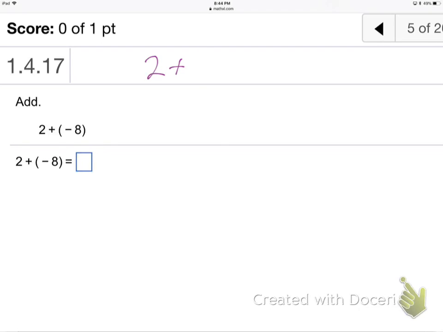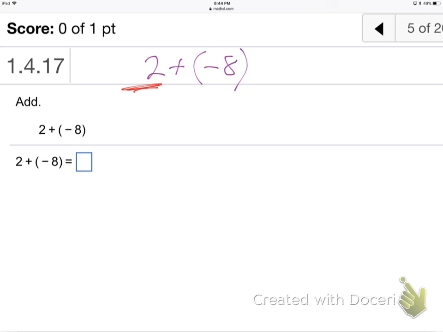So 2 plus negative 8. That's not multiply. Why is it not multiply? It's not right up against the wall. There's a symbol in the middle, so it's add, subtract. So I would just think about money. Just think about money as far as this.